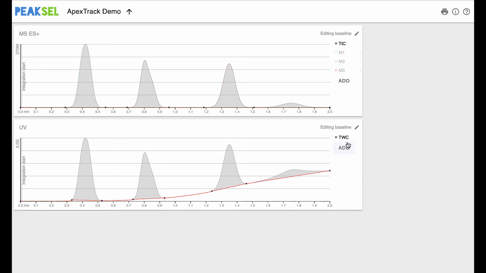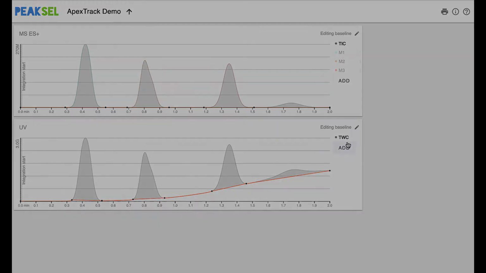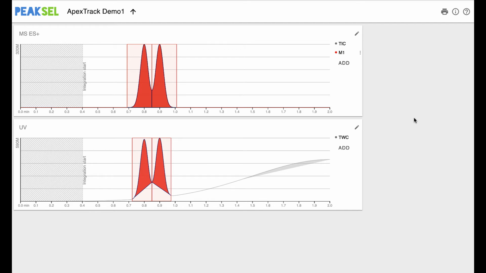You may have noticed that even though these are actually two merged peaks, for baseline detection we treat them as one peak cluster. Here's an interesting example of clusters.